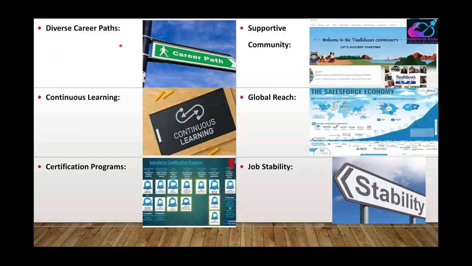Next, it has a diverse career path. I cannot say Salesforce is only one system. It is a whole ecosystem, so it has different paths for your career. Whether you want to be a business analyst, a developer, or a consultant, those are the different paths. Based on that, we have different certification programs. If you are eager to learn new things and do continuous learning in Salesforce, there are multiple certification programs. Based on your career path, you can choose the certification that helps you reach your new goals.